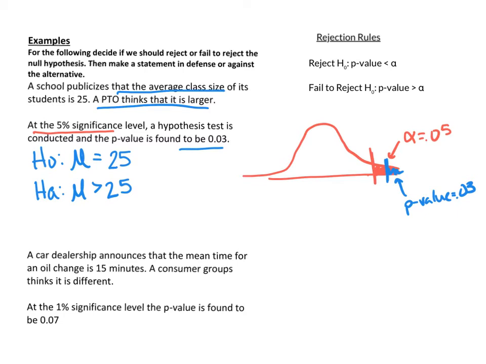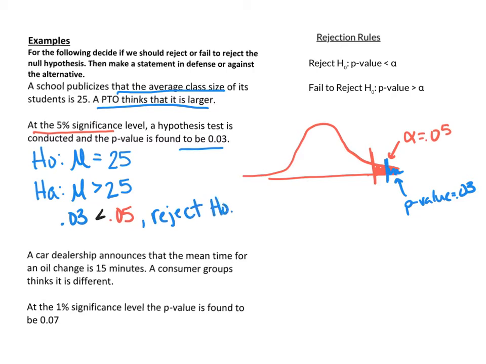Up here, look at your rejection rules. It says if the p-value is less than alpha, we reject. If the p-value is greater than alpha, we fail to reject. Notice what we're rejecting: we're rejecting the null, or we're failing to reject the null. The decision then always focuses on the null hypothesis. And here, my p-value, 0.03, is less than my alpha value, which is 0.05, my significance level. Because of that, I will reject H naught.